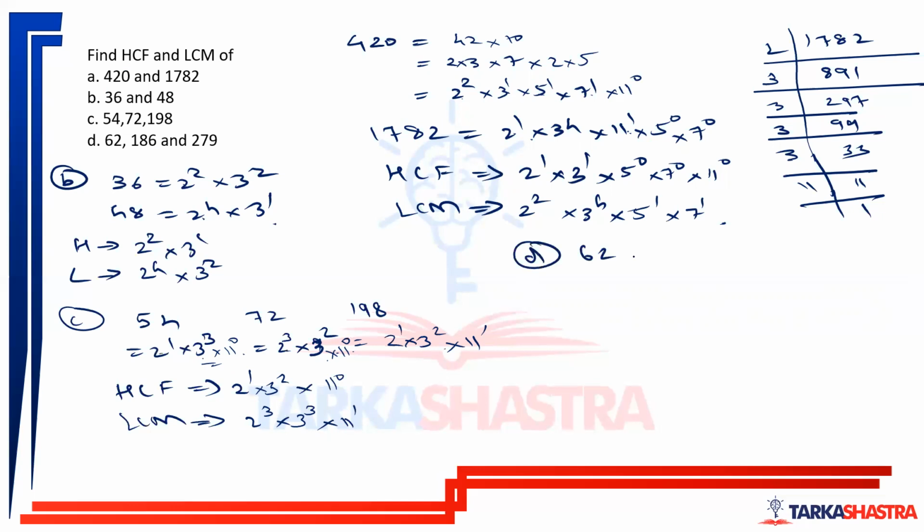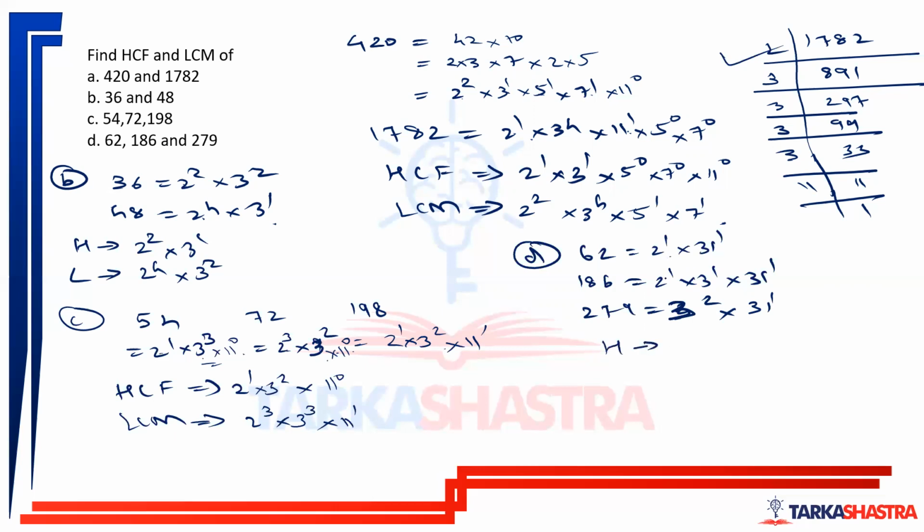D: 62 is 2 raised to 1 into 31 raised to 1. 186 is 2 raised to 1 into 3 raised to 1 into 31 raised to 1. And 279 will be 3 square into 31 raised to 1. After the recording, you can use this method and try to find out the prime factorization of 279 and 186. Okay. So what is the prime factorization of 62, 186, 279? We have found it.